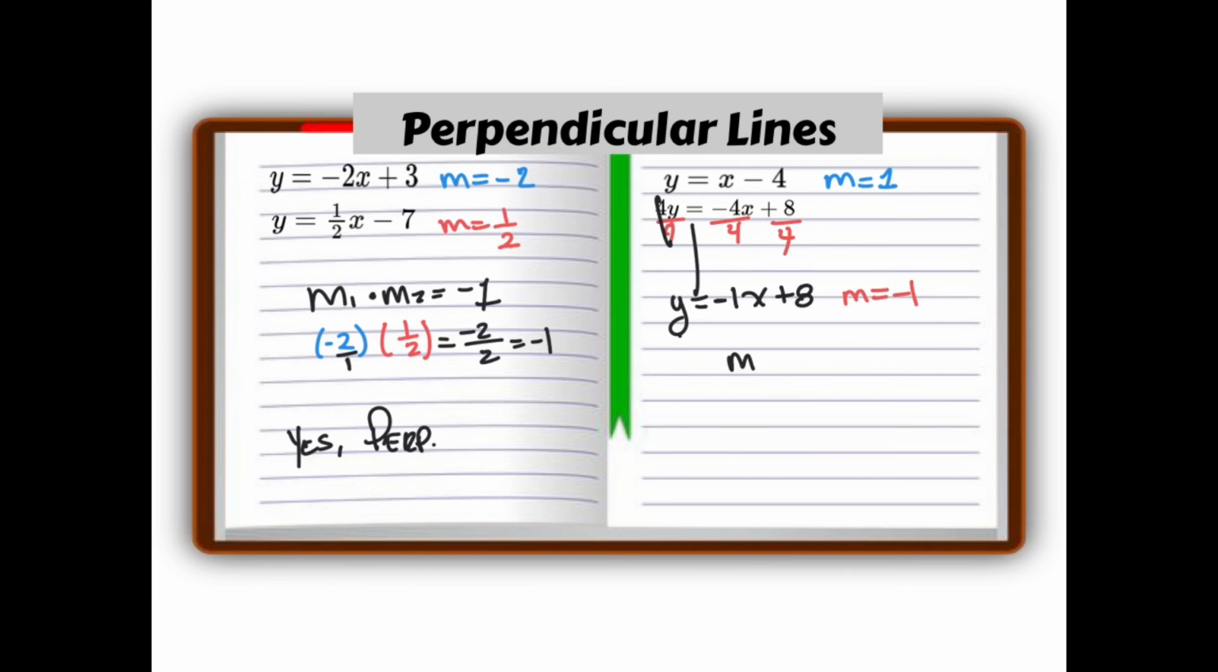So let's see, does m1 times m2 equal -1? Well, m1, the first slope, is 1. m2, the second slope, is -1. And -1 times +1 gives you -1. The answer was actually -1. We can say yes, they're perpendicular.